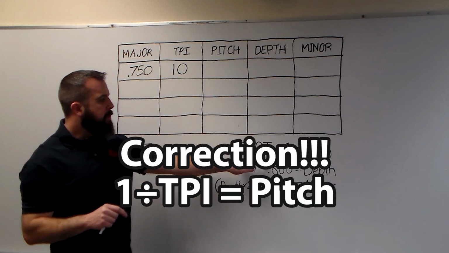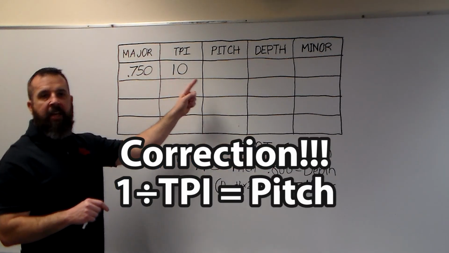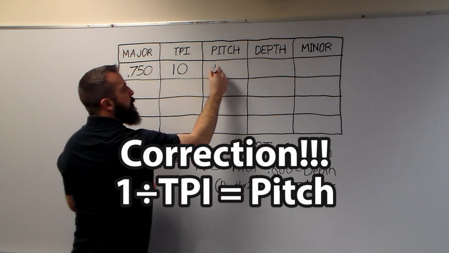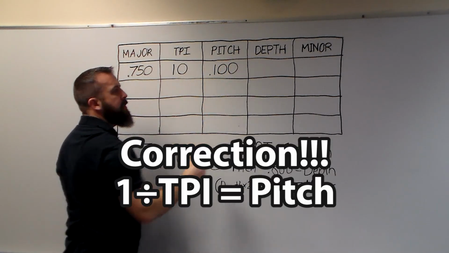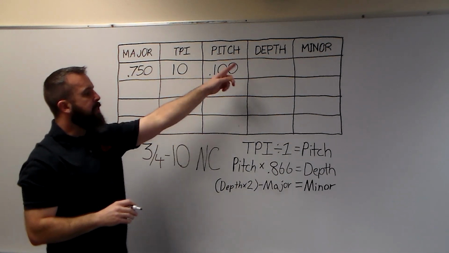It would be 1 divided by TPI. So 1 divided by 10 is pretty easy math. It is just 0.100. Now, moving down further, you see the depth.